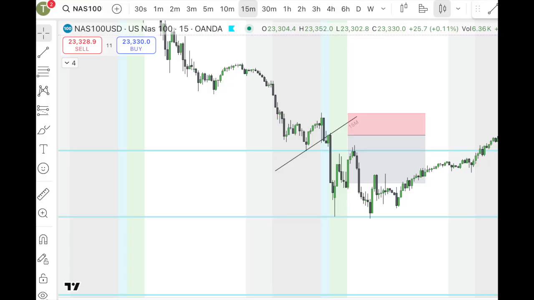So you could set your chart up like this as well with visuals so that you can see what time it is just at a glance by looking at your chart.